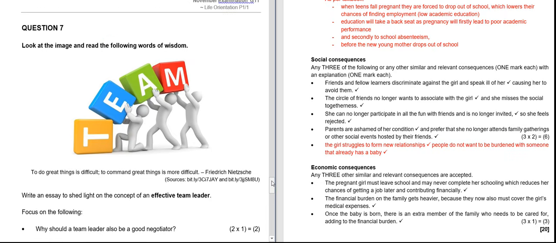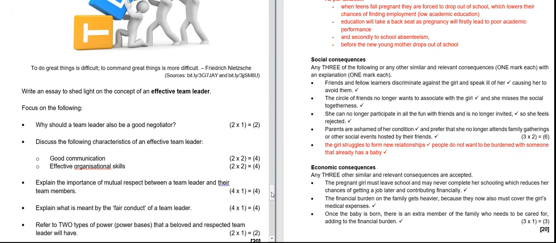So question 7 reads, look at the image and read the following words of wisdom. We see that there is a team that is being held. So write an essay to shed light on the concept of an effective team leader. Focus on the following. Why should a team leader also be a good negotiator? 2 marks. Discuss the following characteristics of an effective team leader.